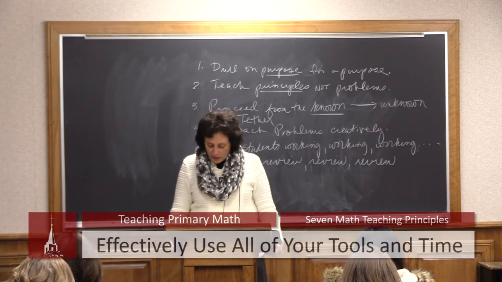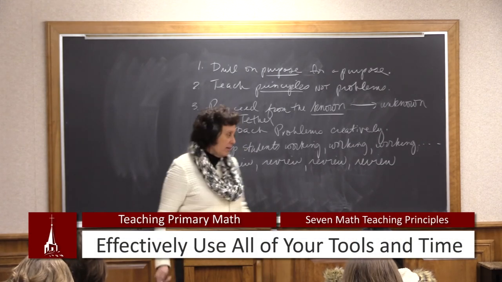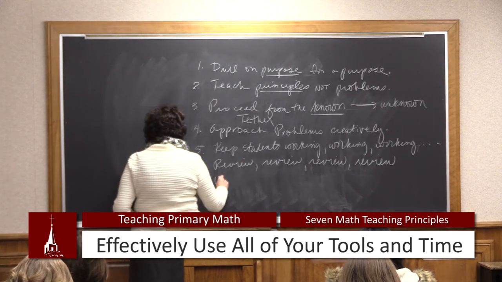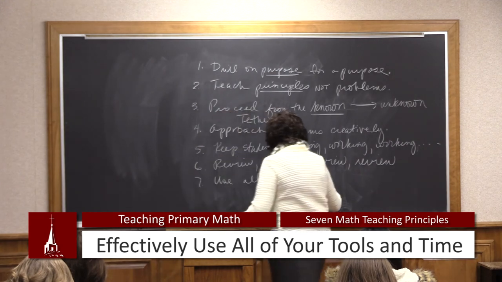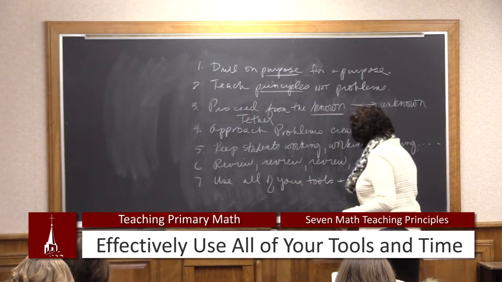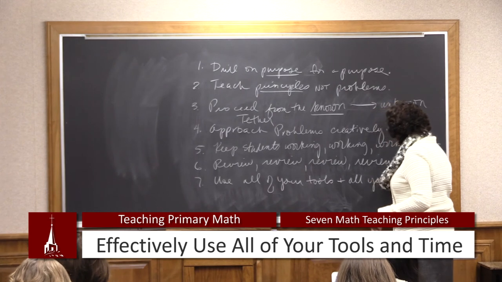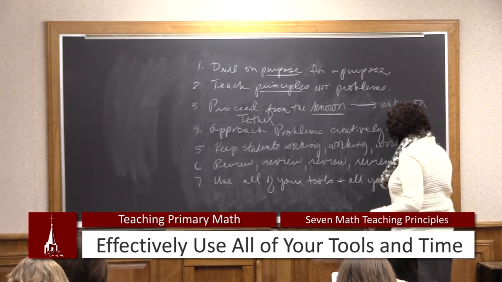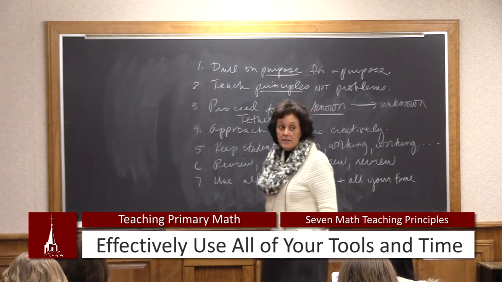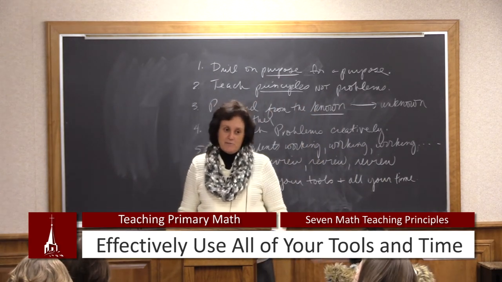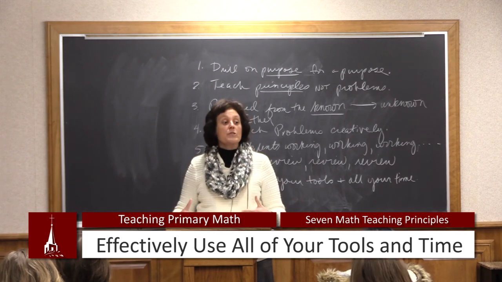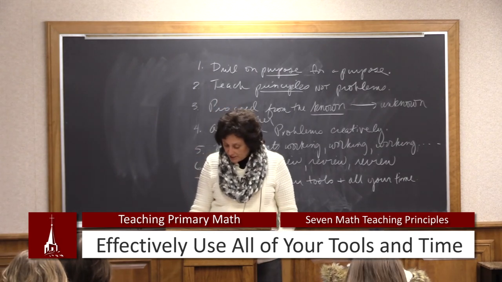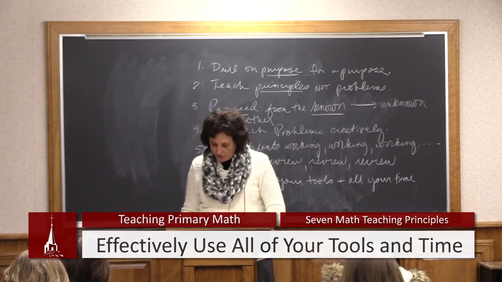Last, effectively use all of your tools and all of your time. You want to be employing different tools and all of your time. And not wasting time takes a lot of practice, especially at primary. It's going to take them 10 years to write down their homework. Not quite, but at least 10 minutes. They're very slow and you have to be patient and you have to have routines in place. So effectively use all of your tools and all of your time.